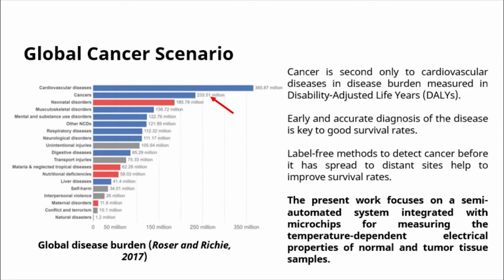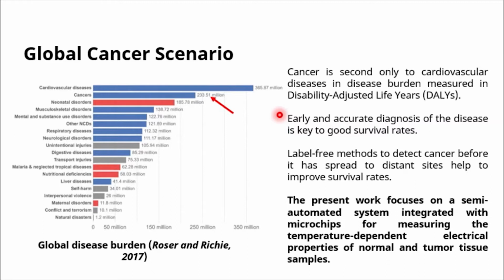In an epidemiological study published in The Lancet in 2017, it was shown that cancers are only second to cardiovascular diseases in terms of disease burden across the globe when measured in terms of disability adjusted life years. What this metric measures is basically the number of years lost either due to death or disability due to different diseases. When it comes to cancer diagnosis, early and accurate diagnosis of the disease is a very key component for good survival rates.